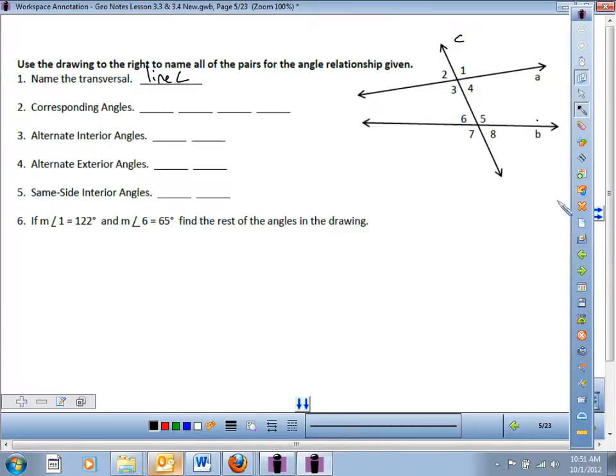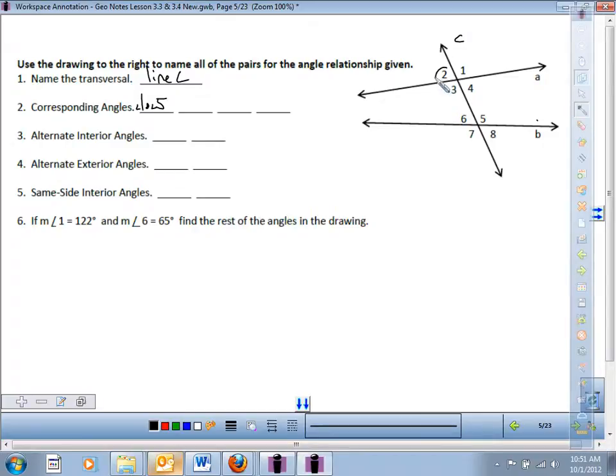So we want to name all the pairs of corresponding angles. Now I'm going to start with angle 1 right here. Remember, corresponding angles are angles that lie in the same position. So to get this guy, we went up and to the right. So go down here, we go up and to the right. That would be angle 1 and angle 5. All right, that's one pair.